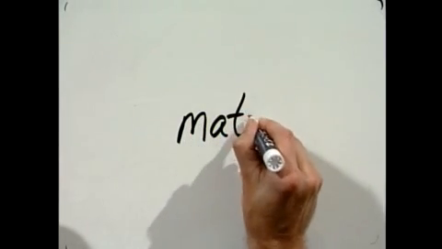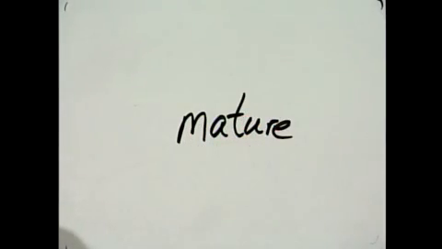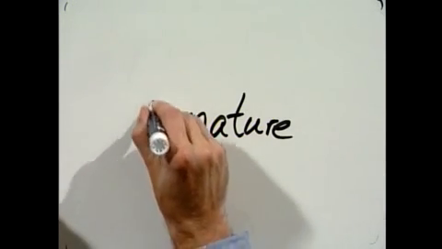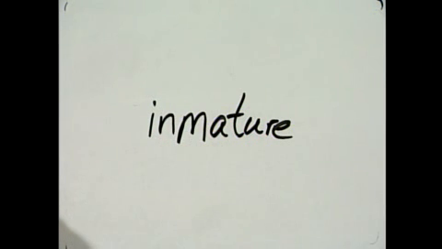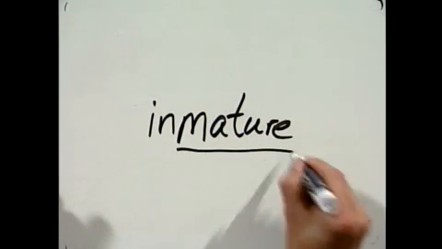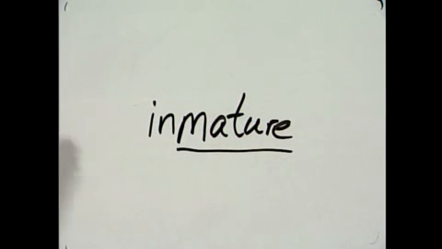But let's take a word like mature in English. If someone is not mature, what you would do is put a certain prefix on it, this in prefix, which comes from Latin. And what it does is it negates this word here. But as you can see as I wrote it here, I misspelled it, because really what we have here is assimilation.